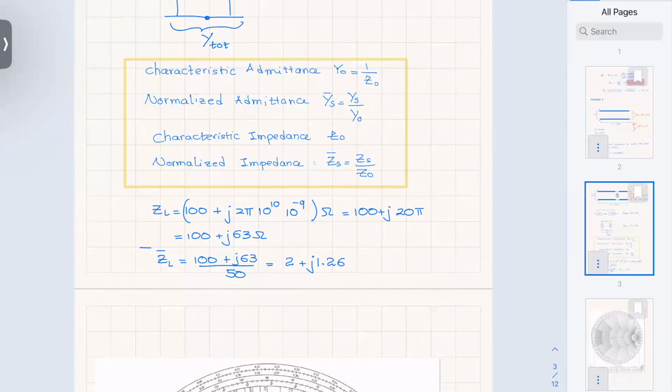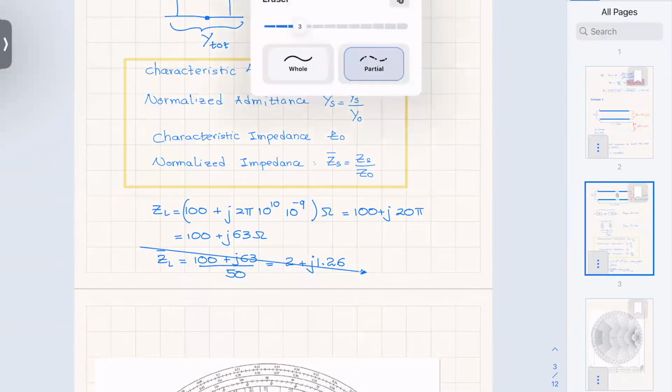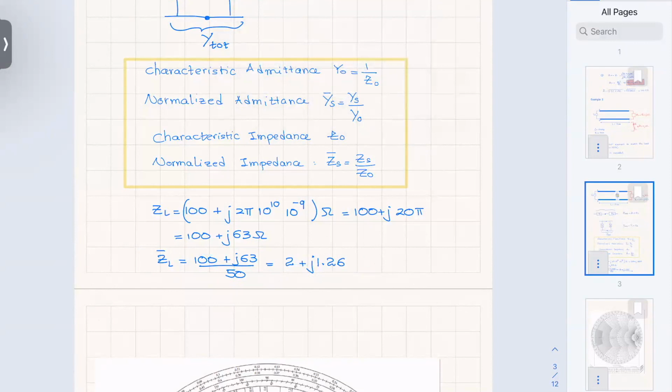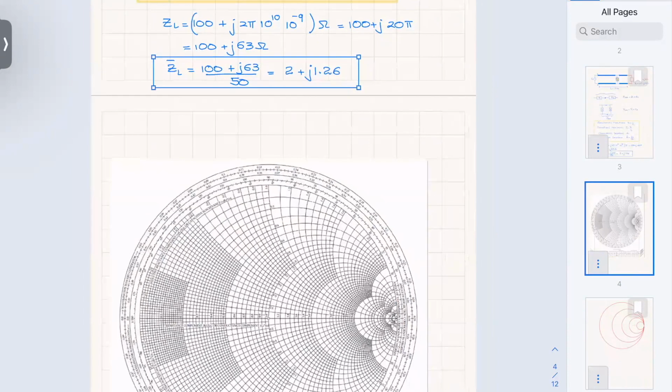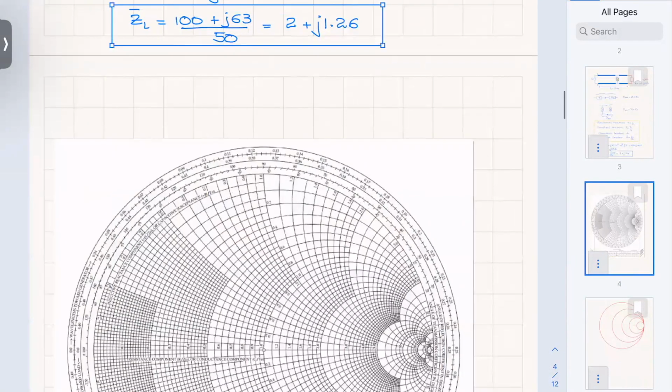So that is my normalized impedance. That's what I have, and I will start with this. Okay, this does not work. All right, so let me do this again. All right, so now I'm gonna find it. How do we find it?